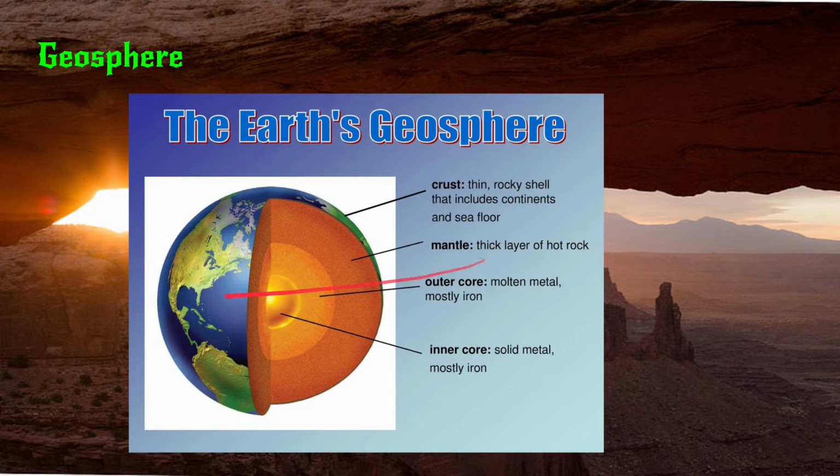Then we have the mantle. The mantle is the largest, and it's a thick layer of hot rock. Then there's the core, which is comprised of the outer core and inner core. The outer core is a liquid, made out of molten metal and mostly iron. Then there's the inner core, which is solid metal, also iron. So the outer core and inner core are basically iron in most of them, but there are other metals too.